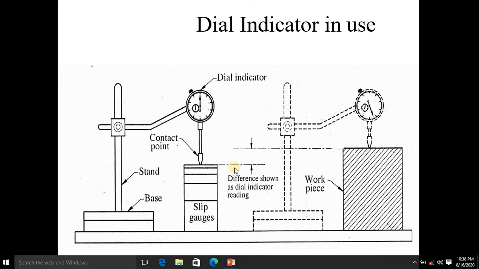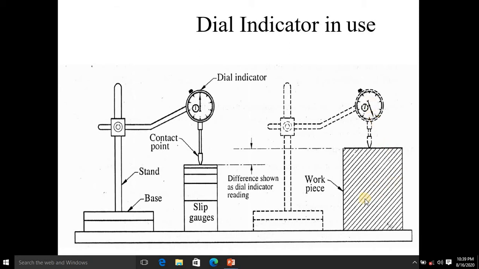Suppose you have to compare this particular workpiece, or you have to find out the actual dimension of the workpiece. Then what can we do? We can simply insert this particular workpiece under this particular dial gauge. After that, we can see the reading.